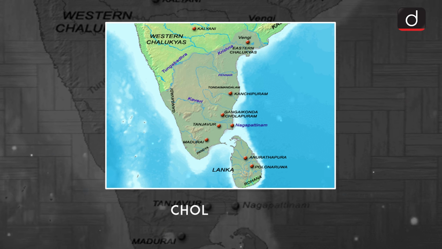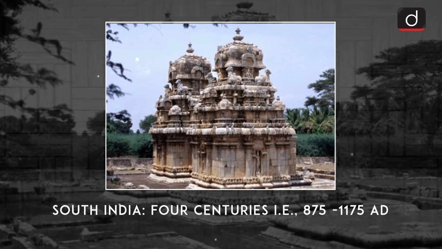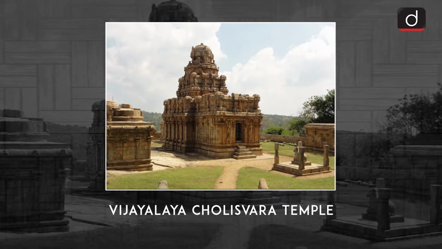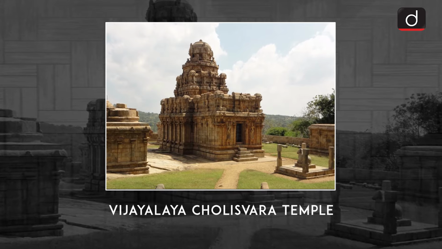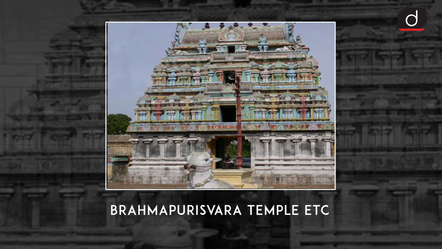Let us shift towards the Chola style of temple architecture. The Cholas of the Tanjore line, also known as the Imperial Cholas, ruled over most of the south for about 4 centuries, that is 875 to 1175 AD. The early Chola temples were not large. Examples: Vijayalaya Choleeswara temple and the Brahmapureeswarar temple, etc.